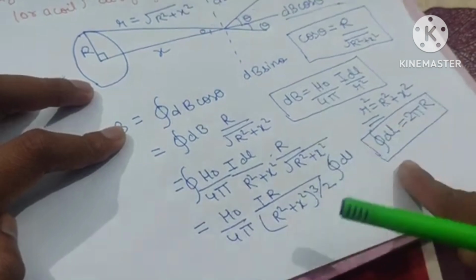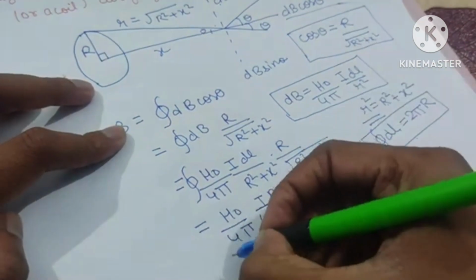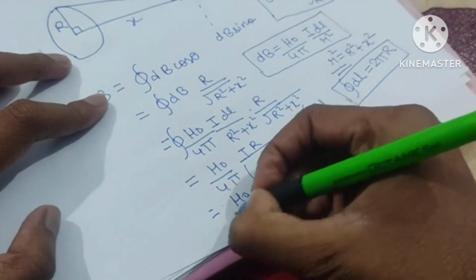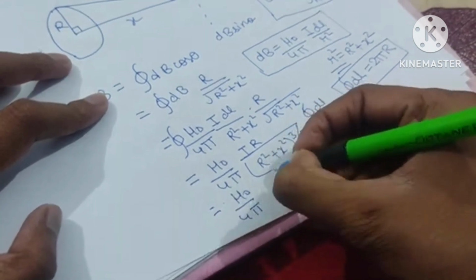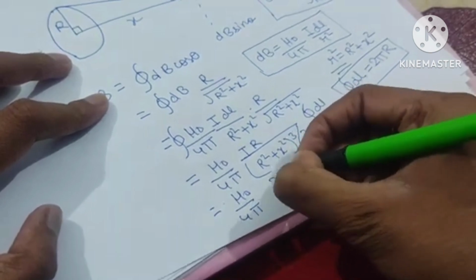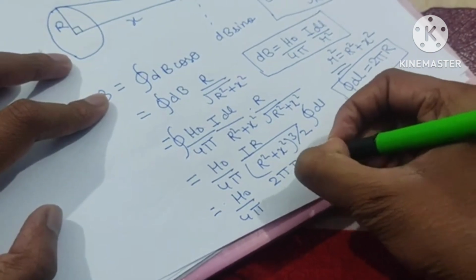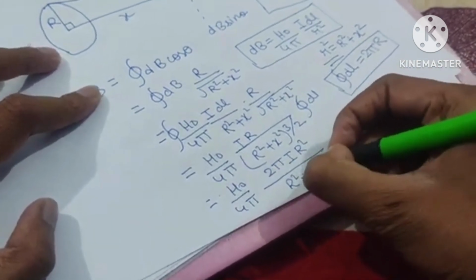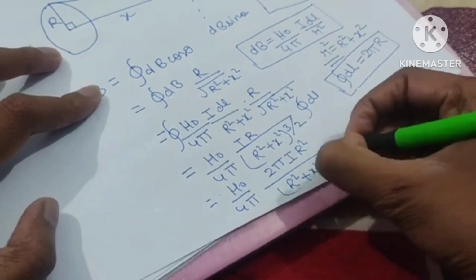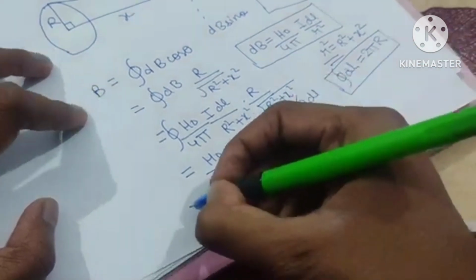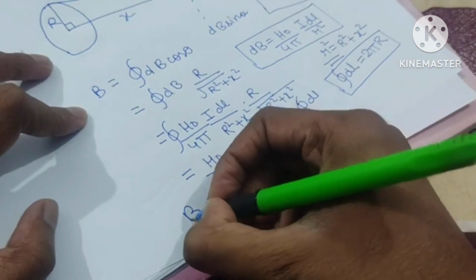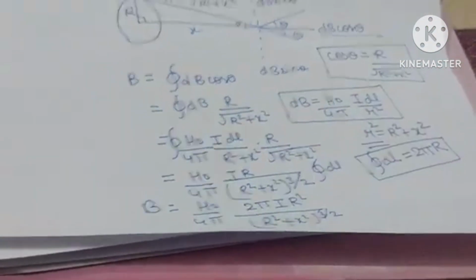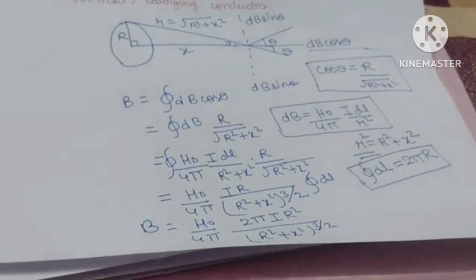Okay, dl is equal to 2 pi r. So we write 2 pi I, it will become I r square over (r square plus x square) to the power 3/2. So this is our B. Look at the whole term.